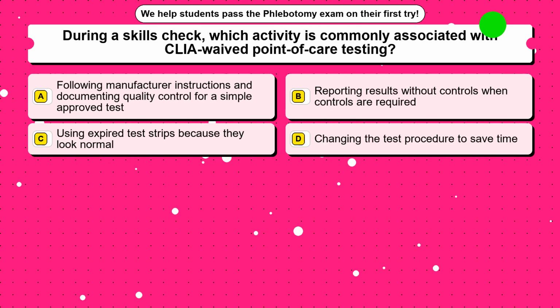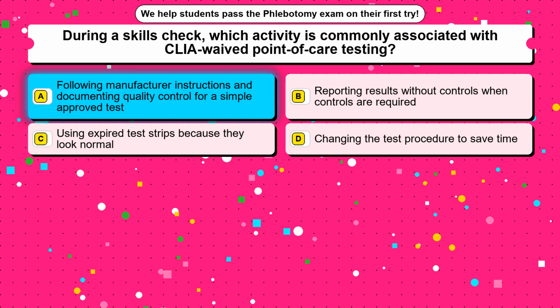Question 100. During a skills check, which activity is commonly associated with CLIA waived point of care testing? Option A. Following manufacturer instructions and documenting quality control for a simple approved test. Option B. Reporting results without controls when controls are required. Option C. Using expired test strips because they look normal. Option D. Changing the test procedure to save time. The correct answer is option A. Following manufacturer instructions and documenting quality control for a simple approved test.